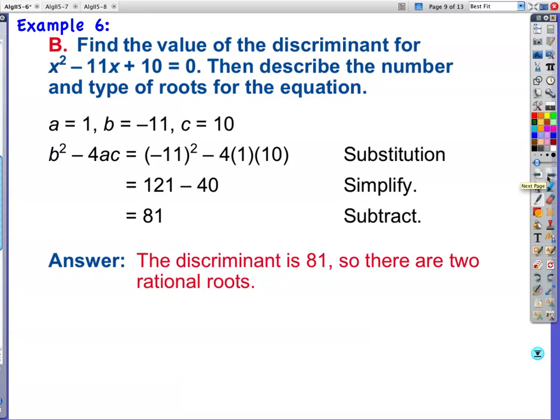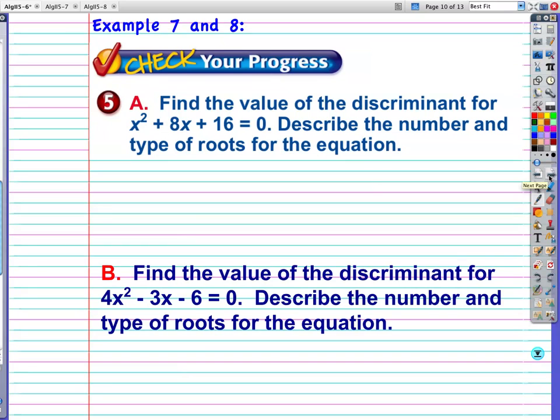All right, now let me see if I showed you one here. I've got another one laid out exactly the same way. When you put in b squared minus 4ac, you have to do your math correctly. You get 81. What does that mean? You have 2 rational roots because this is a perfect square number. If it wasn't a perfect square number, then you would have to put down 2 irrational roots. Like we had 5.63 or whatever, you had to round it.